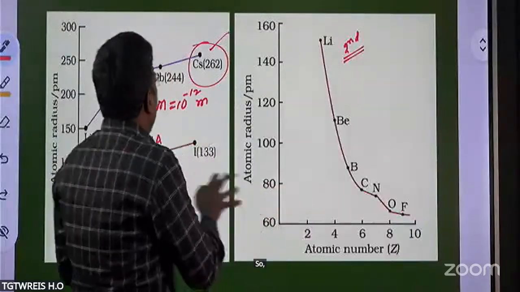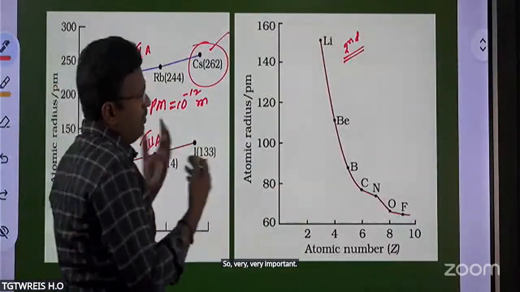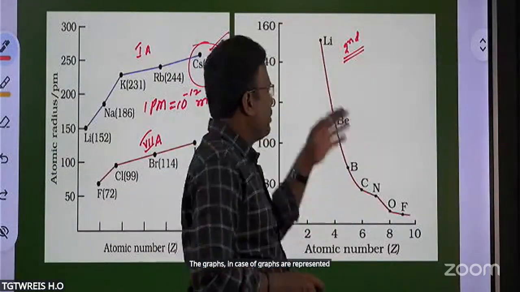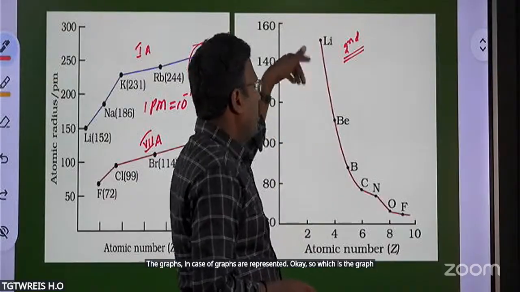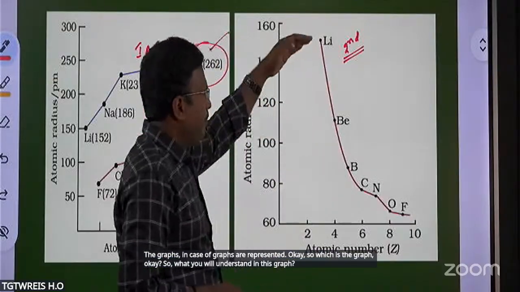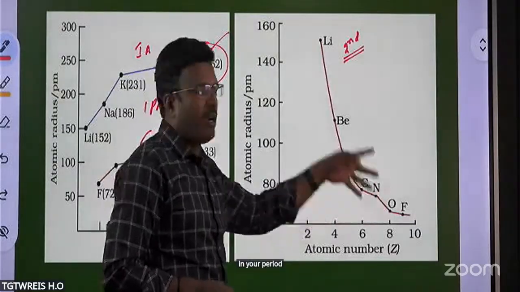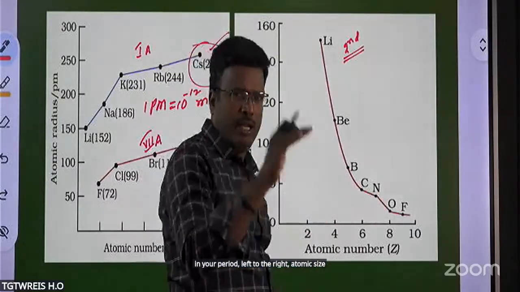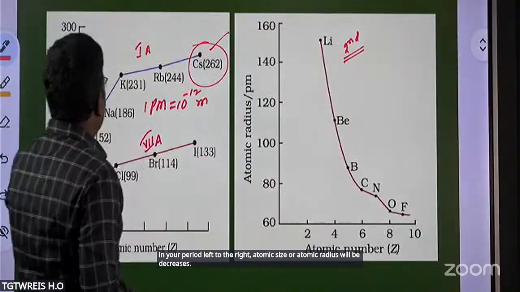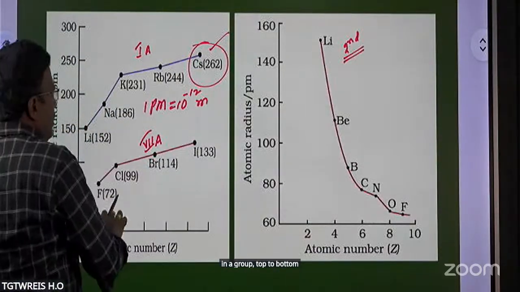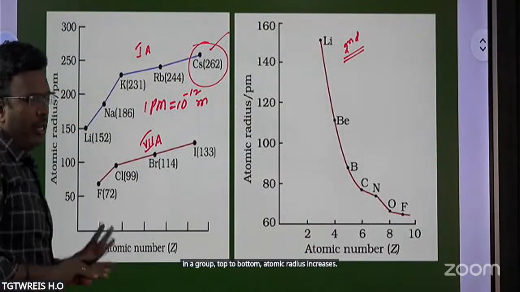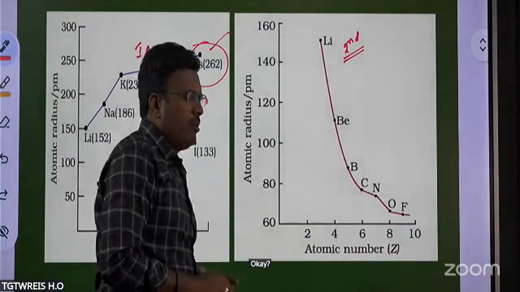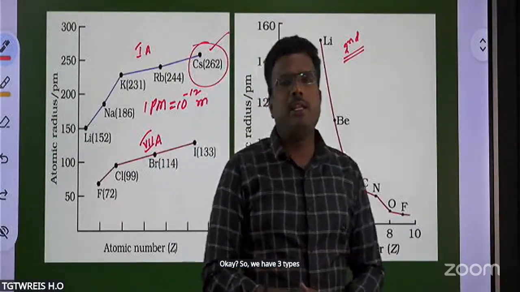So, very important. In the case of graphs, these are represented. Okay, which is the graph? What will you understand from this graph? In a period, from left to right, atomic size or atomic radius decreases. In a group, from top to bottom, atomic radius increases. That's all. Very important.